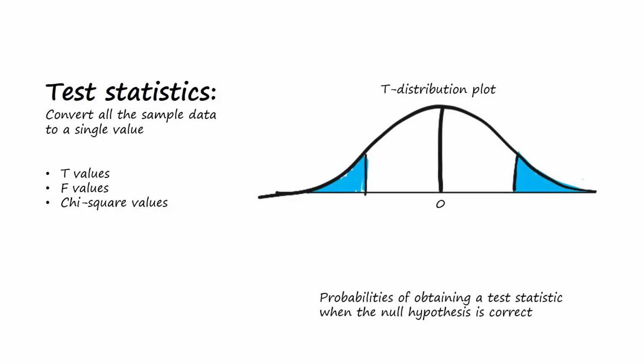Probability distribution plots display the probabilities of obtaining a test statistic when the null hypothesis is correct, that is, there is no difference. On a probability distribution plot, the portion of the shaded area under the curve represents the probability that a value will fall within that range. In hypothesis tests, critical regions are the ranges of the distributions where the values represent statistically significant results.